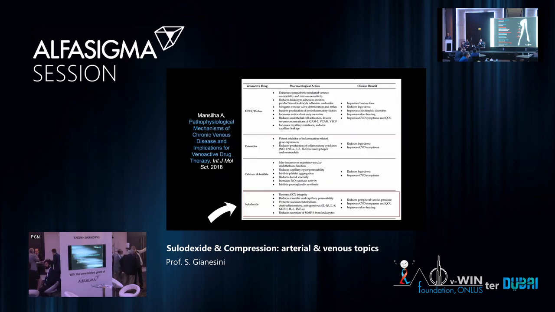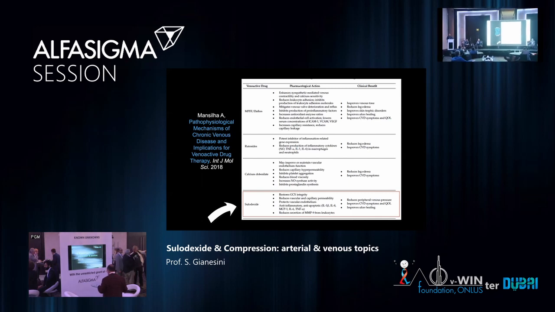On the other side, if we are focusing in this ALFASIGMA session on sulodexide, we know from the Mansilla revision of the literature that sulodexide indeed can reduce the peripheral venous pressure, can improve the symptoms and the quality of life of chronic venous disease patients, and the role in the improvement of ulcer healing is clearly evident.